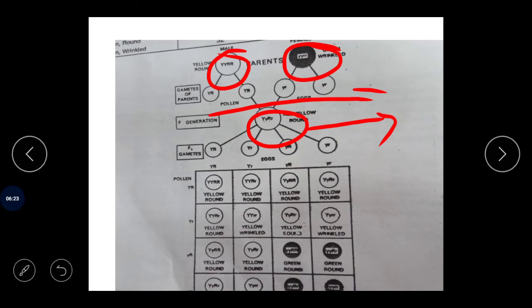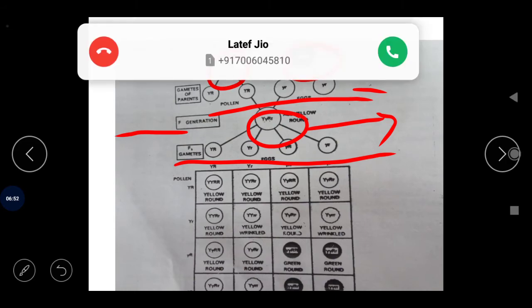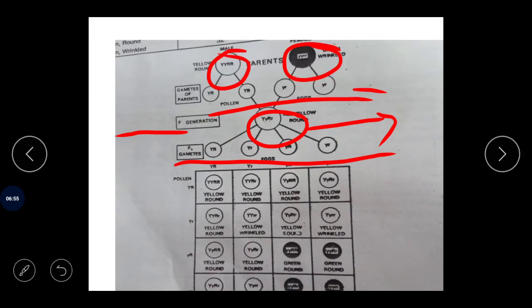Now again he cross pollinated the plants obtained in the F1 generation. Okay, and he obtained different results in the F2 generation than in the F1 generation. So he obtained plants with different types of genotypes and different combinations of genetic makeup, and also different phenotypes. Now listen here.